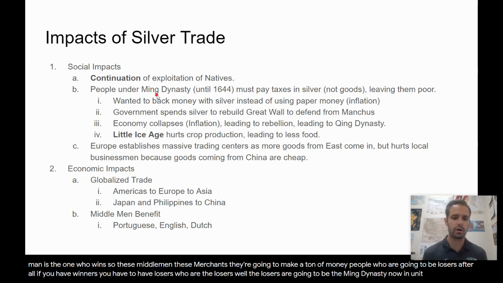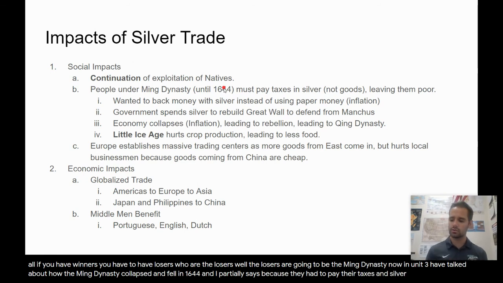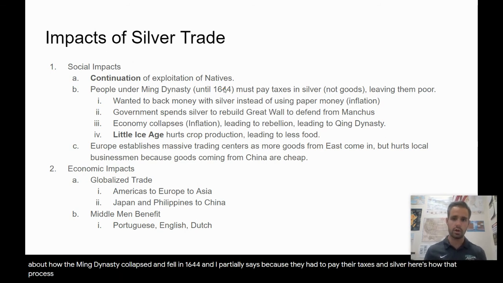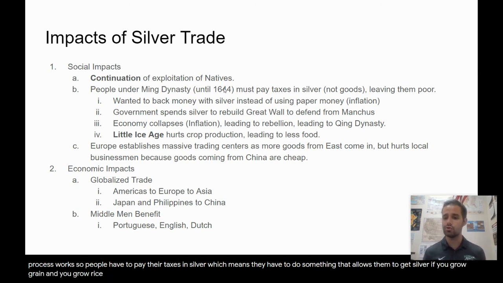Now, in Unit 3, I talked about how the Ming Dynasty collapsed and fell in 1644. And I partially say it's because they had to pay their taxes in silver. Here's how that process works. So, people have to pay their taxes in silver, which means they have to do something that allows them to get silver. If you grow grain and you grow rice, you might not get silver in return, especially if that silver is coming from Europe.